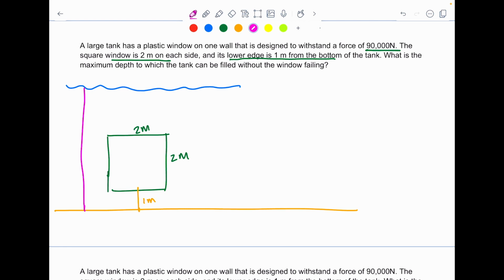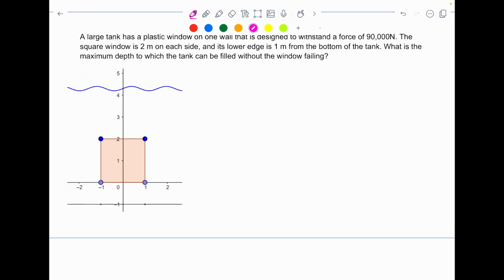Let's take our picture and put it on the coordinate plane so that we can do some calculations with it. Here's our window. I've chosen to put the bottom of my window on the x-axis, just for ease of calculations. Now, I've got the top of my water up here. I just drew it randomly. I have no idea at this point where it's going to be. Remember, what I want to find is this height right here.